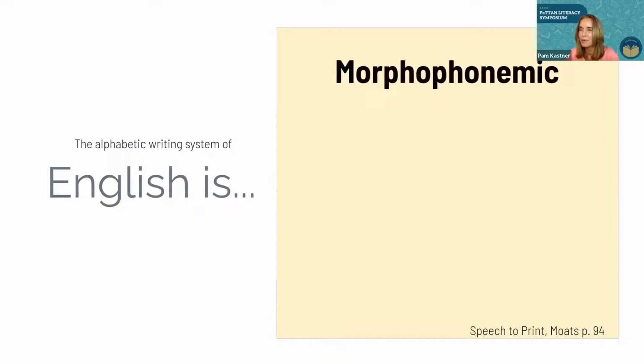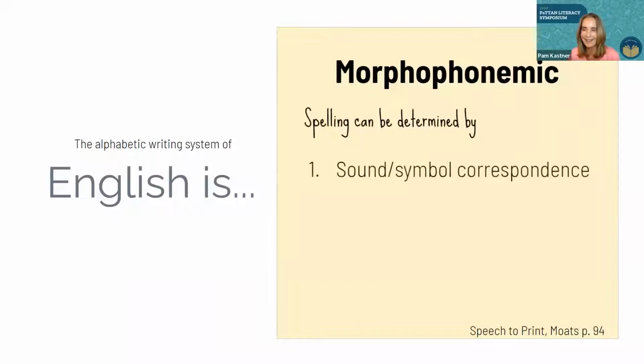So English is morphophonemic. Perhaps you're writing that. Morpho meaning that we spell by meaning, and phonemic by sound. We have a morphophonemic language. We spell by meaning and we spell by sound. And we spell by 5 principles of spelling. So here we go. These are the 5 principles of spelling.